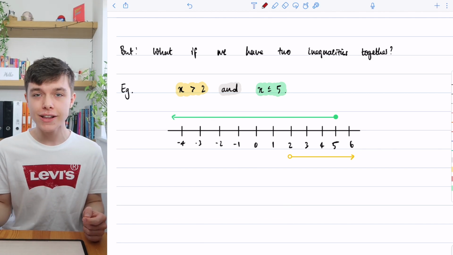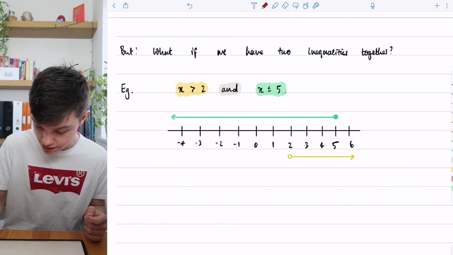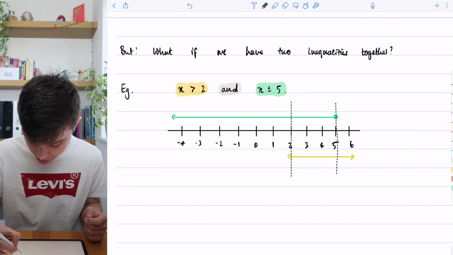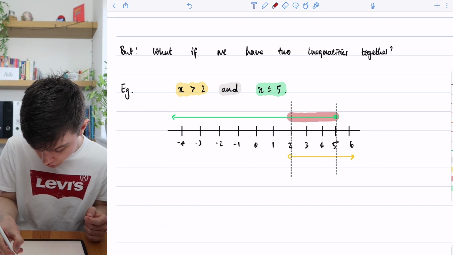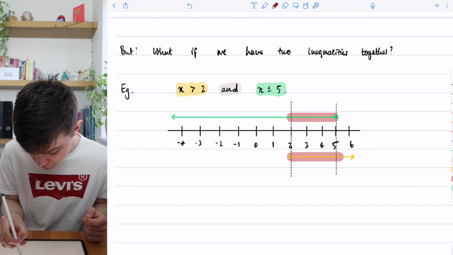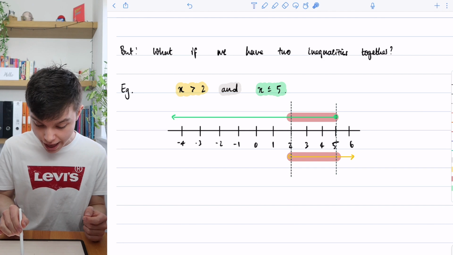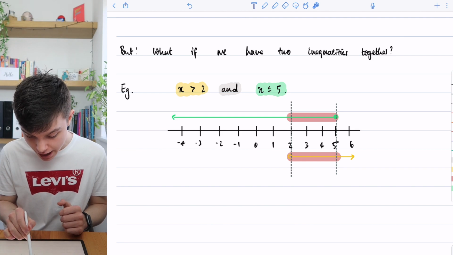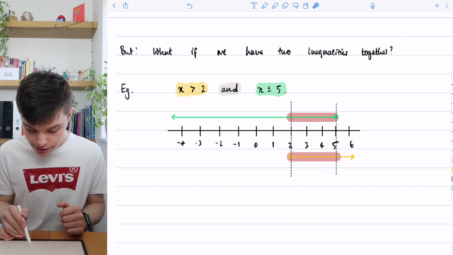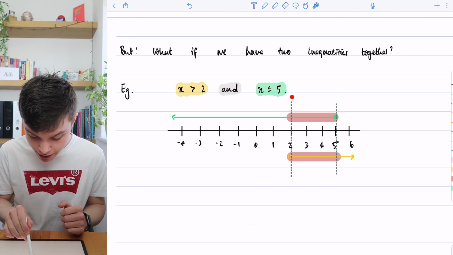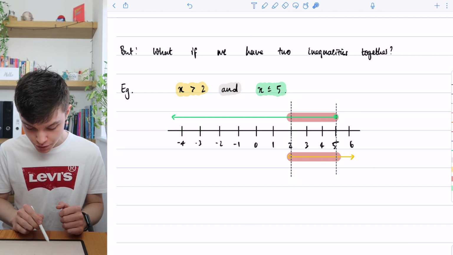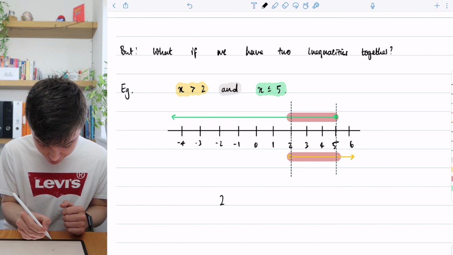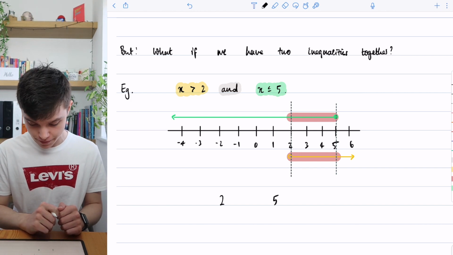Now what we want is the values that satisfy both inequalities. And if I draw a grey dashed line down there and there, we can see that this part of the green inequality and that part of the red inequality is the only part where the number line is satisfied in both inequalities. Here and here, we can see that, okay? So what we want is the set that is represented by these two grey lines. We can't be equal to 2, but we can be equal to 5. So we're going to have 2 and 5, okay?